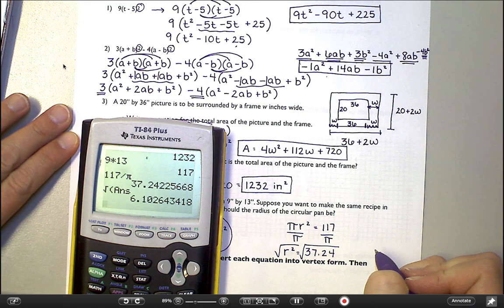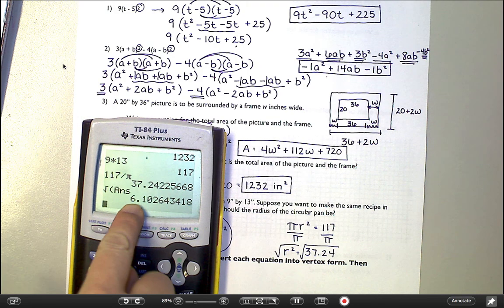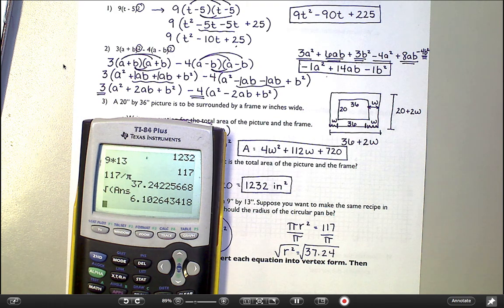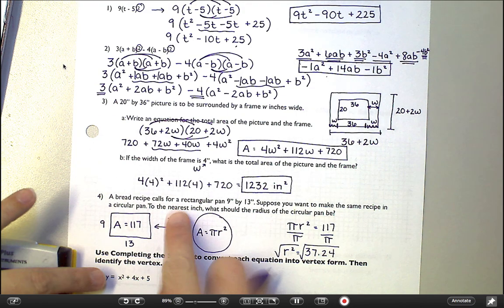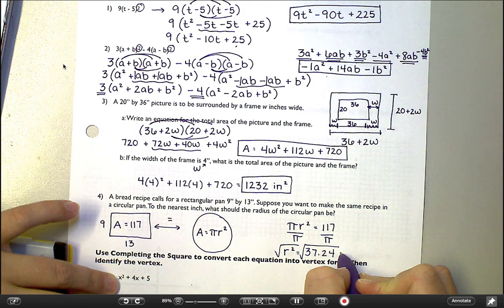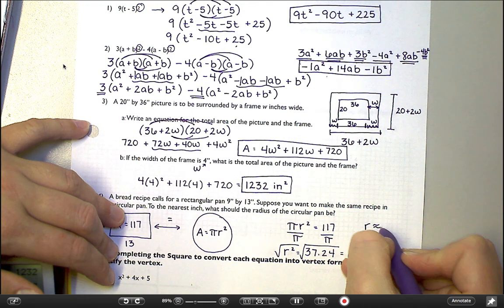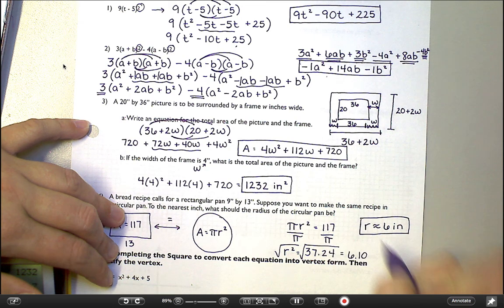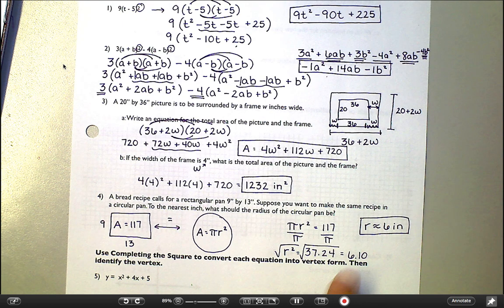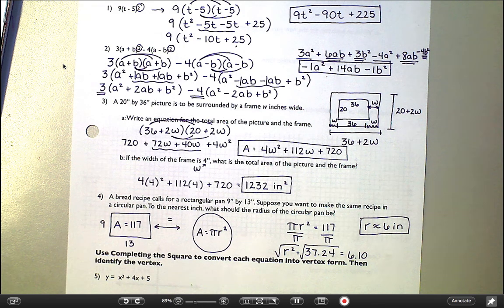The problem here is the negative answer wouldn't make sense, right? Normally we would say it's plus or minus 6.1, but because we're talking about a radius, we can't have a negative radius, okay? So I am just going to stick with my positive answer here, and I believe it says to the nearest inch. So I'm taking that 6.10 and approximating it to about 6 inches. Okay, I'm just rounding to the nearest whole number there. Okay, so if I had a 6-inch radius pan, I should be able to fit the same amount of stuff in there that I did in here.